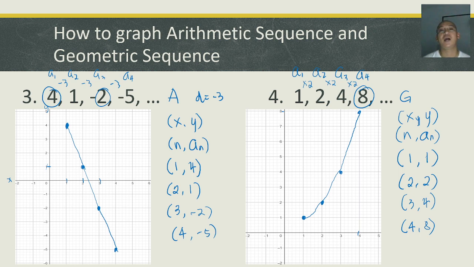The graph of arithmetic sequence, which is a linear graph, and the graph of geometric sequence, which is an exponential graph. And that is all for the comparisons between the arithmetic sequence and the geometric sequence.